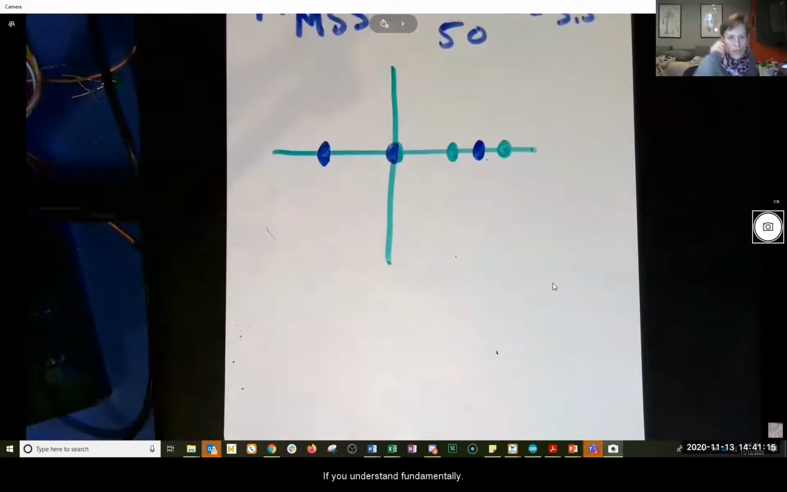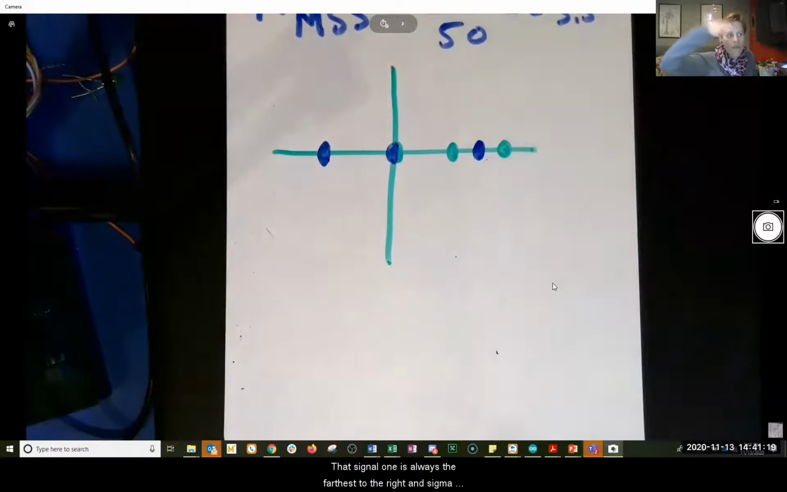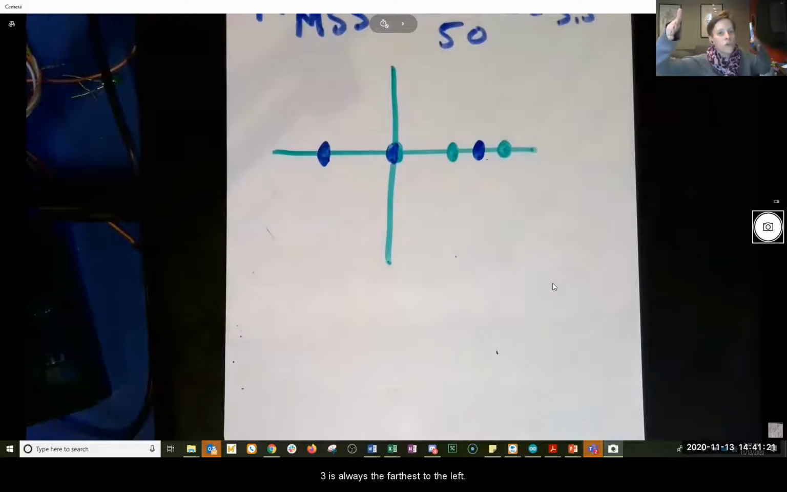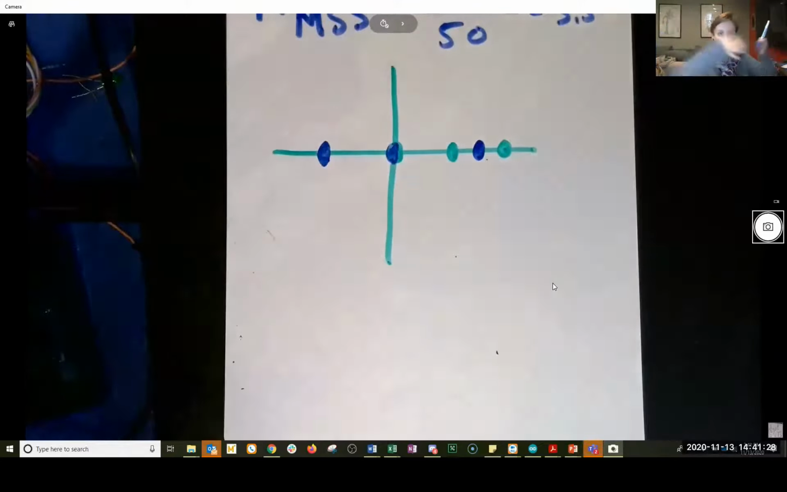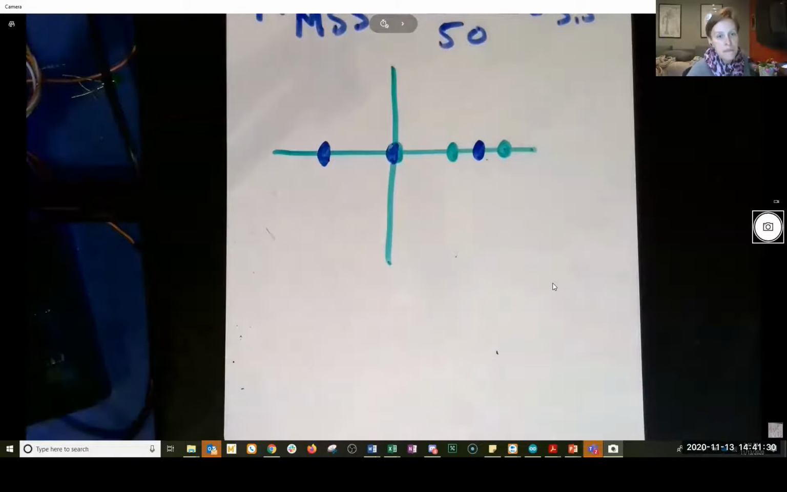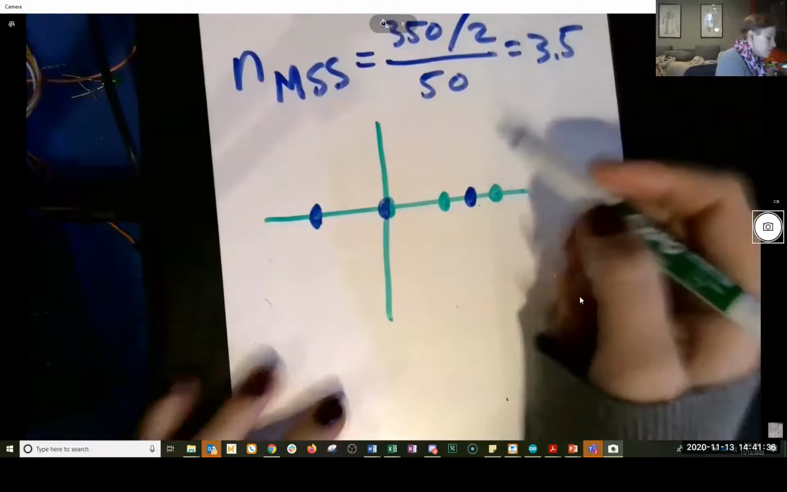But if you understand fundamentally that sigma 1 is always the farthest to the right, and sigma 3 is always the farthest to the left, and sigma 2 is always in the middle or equal to sigma 1 or sigma 3, right? Like those are your options. Then you can draw your circle and think about where tau max is.